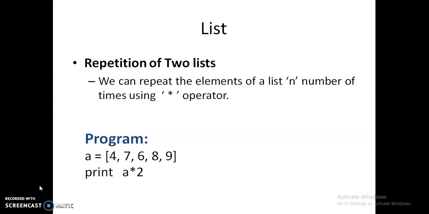So we already have the elements 4, 7, 6, 8, 9. A into 2, that is, the A list elements are repeated for 2 times. Now I will get the resulting list as 4768. Sorry, this is wrong. 47689 and 47689. For 2 times you'll get the same elements. 9 is not given. It's maybe a printing error. Sorry.